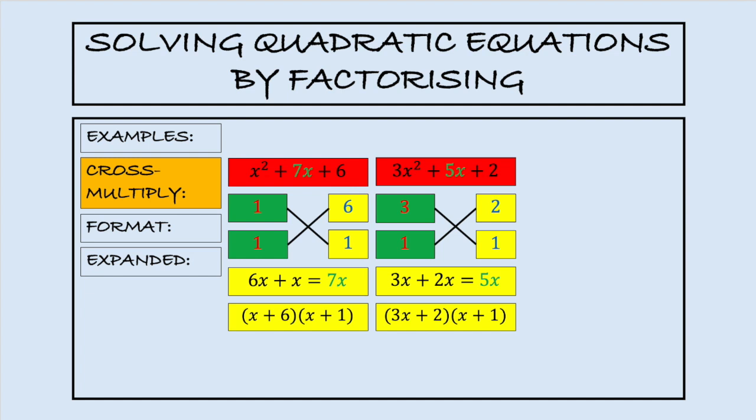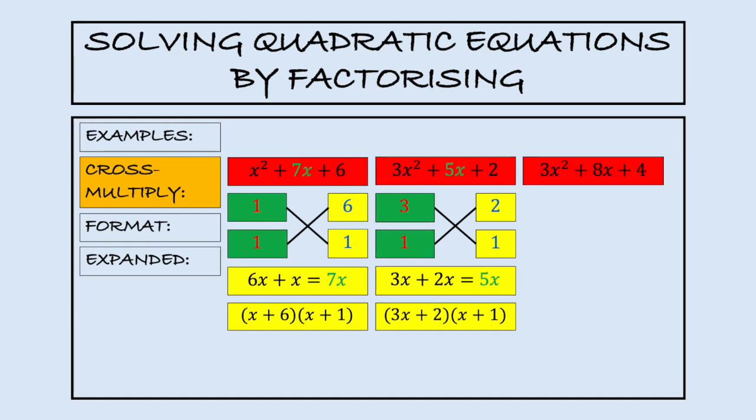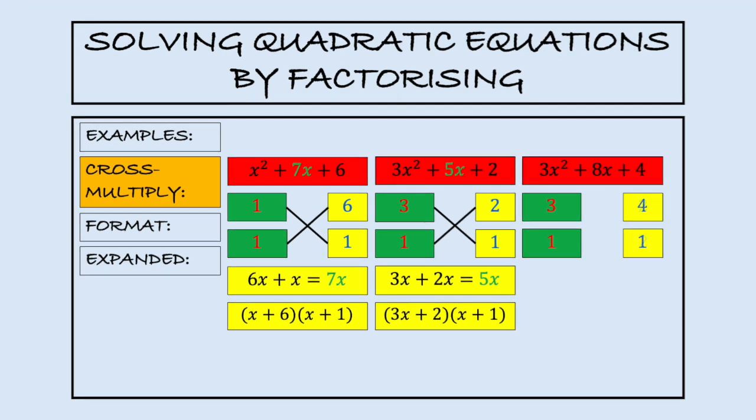Let's try a slightly harder example. Take 3x squared plus 8x plus 4. The constant now has many more options for how to divide it into factors. 3x squared stays relatively simple, splitting only into 3x and x. However, for 4, you have options such as 1 times 4 and 2 times 2. Now that we know the options for the factors, we simply need to assign them to the a, b, c, and d format.